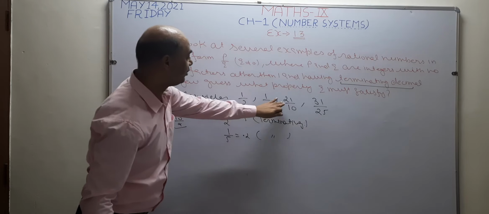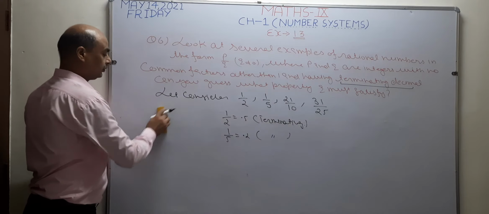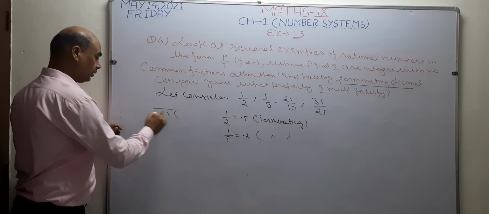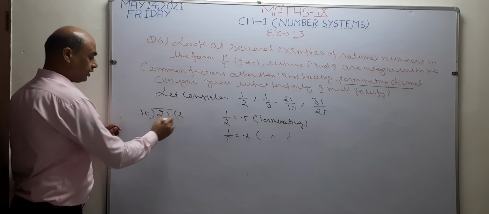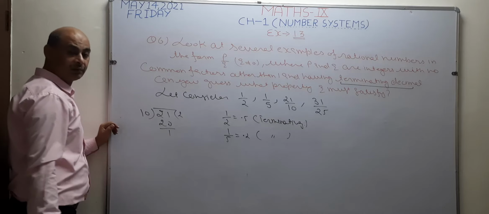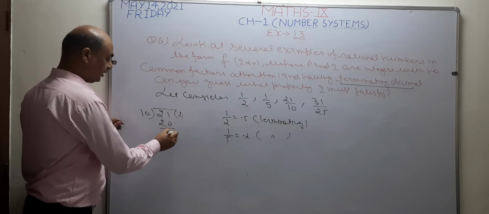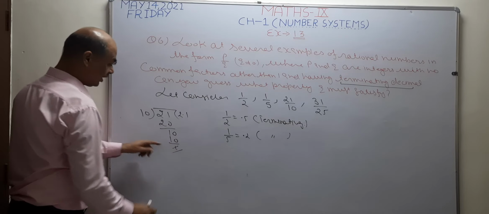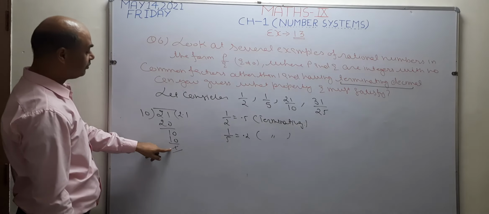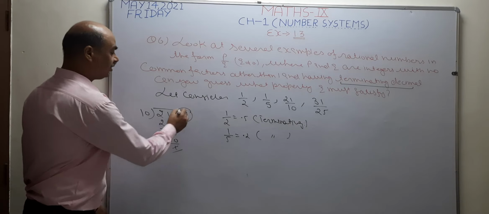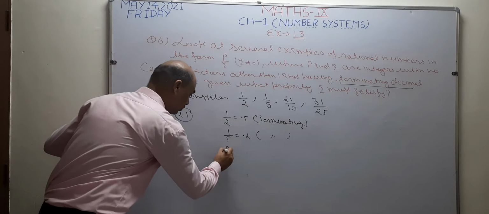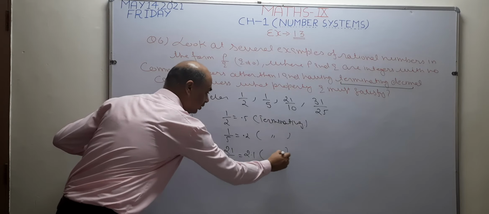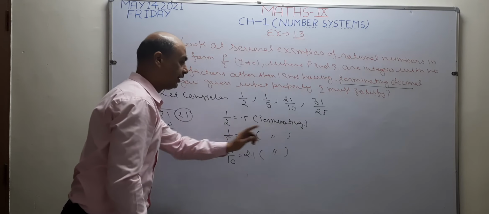Now I want to divide 21 by 10 and check whether the remainder becomes 0 or not. 10 2s are 20. What is left? 1. I take a decimal here. After the decimal, 10 is allowed, and 10 1s are 10. Again the remainder becomes 0. Since the remainder becomes 0, this number is a terminating decimal expansion. So 21 by 10 can be written as 2.1, and this is a terminating decimal expansion.